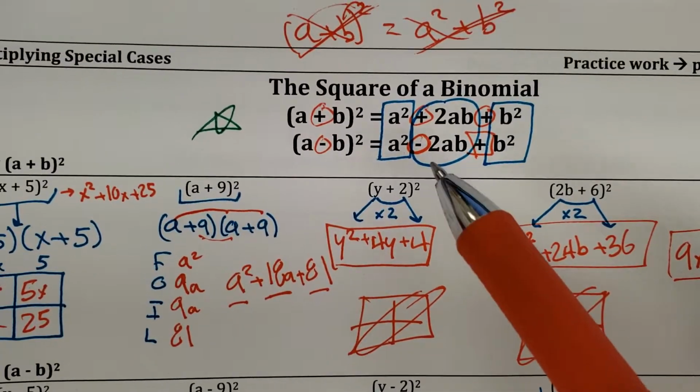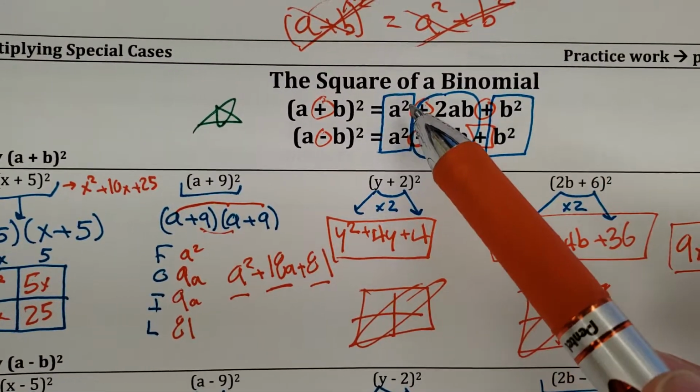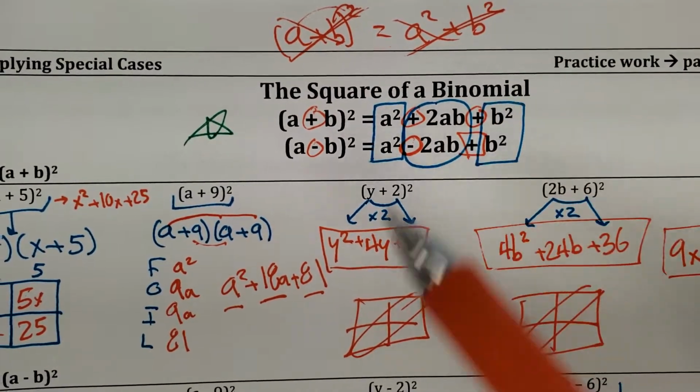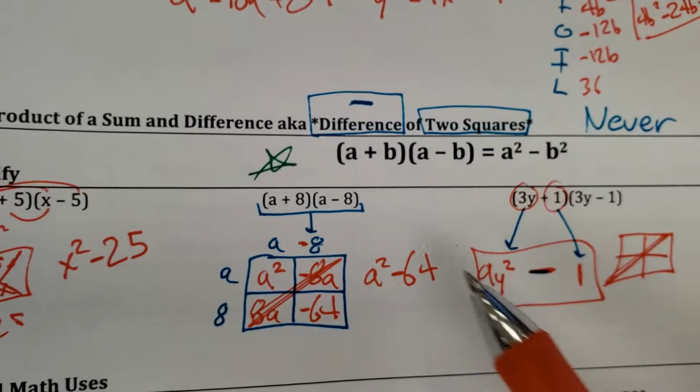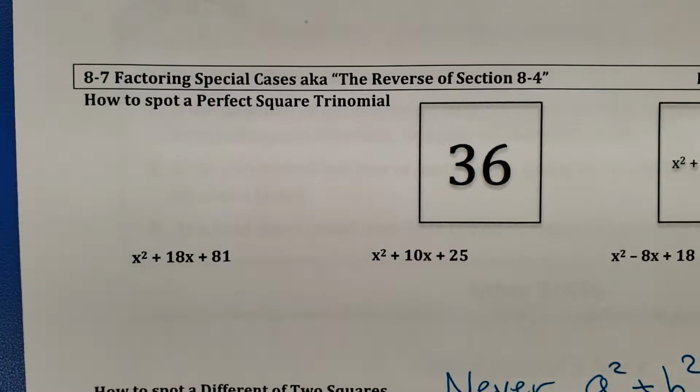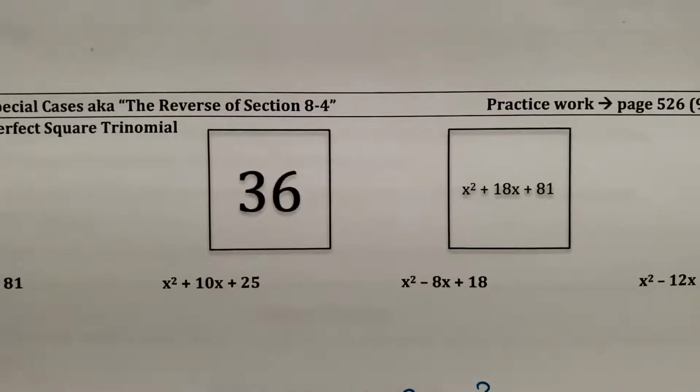Look for something squared at the beginning, something squared at the end, and make sure you have a double combo of those two things in the middle. And then also don't forget the difference of two squares pattern. Literally, you look for a difference of two squares. So let's undo section 8.4. What are we doing?